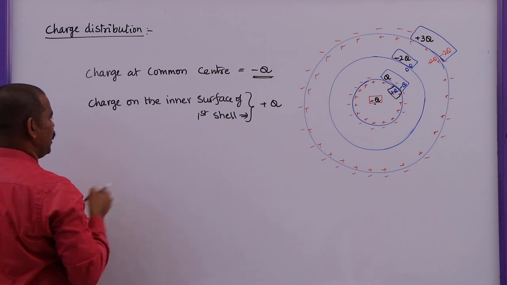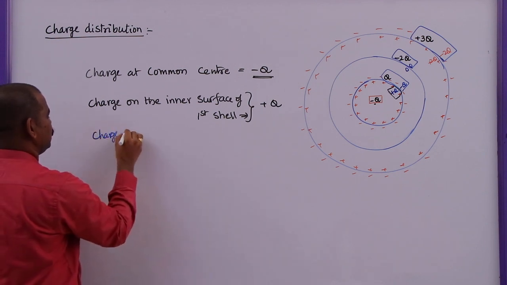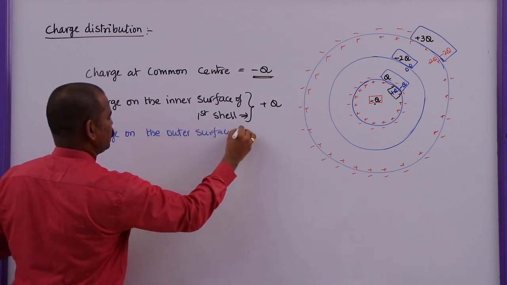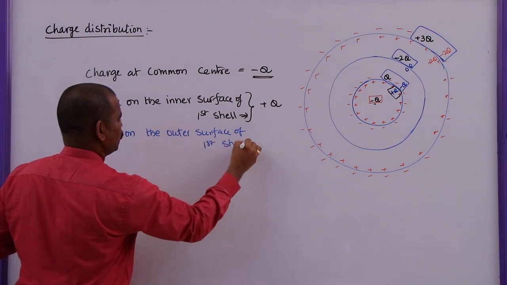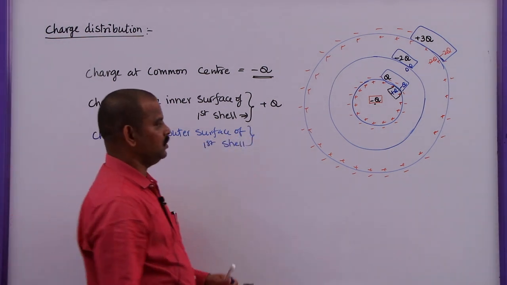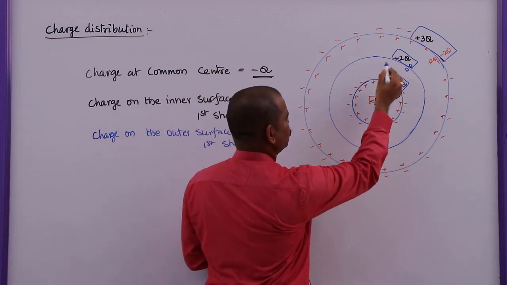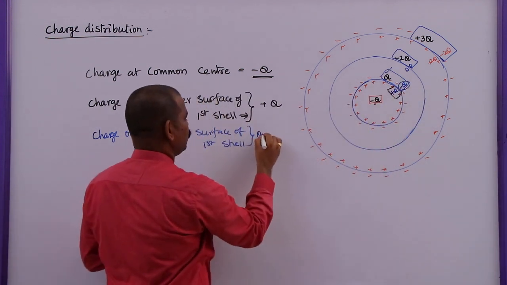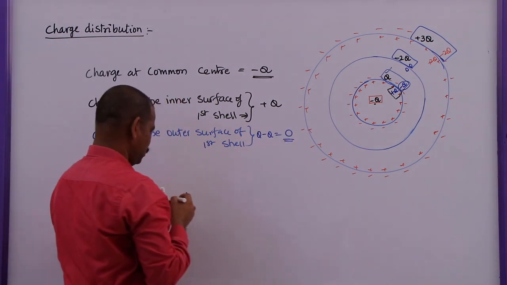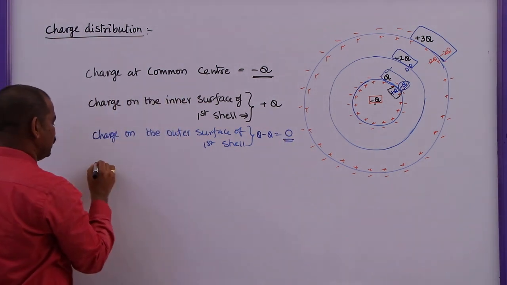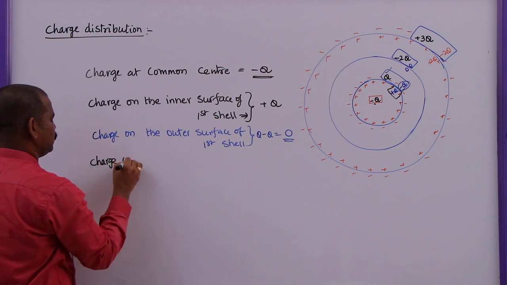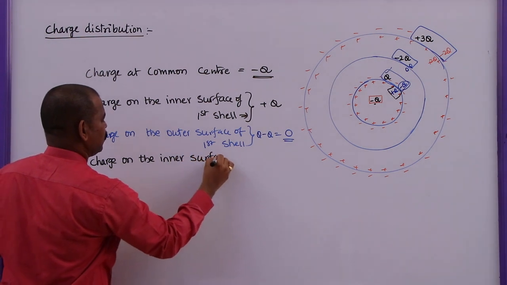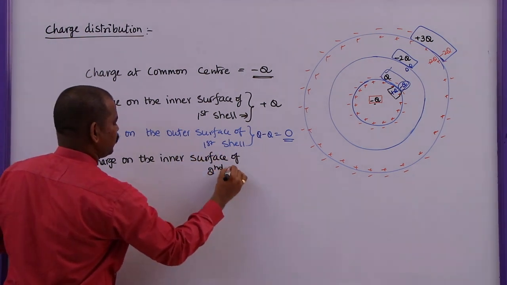Then what is the charge on the outer surface of the first shell? So what is the charge on the outer surface here? I need to add these two. This is the charge present already, and this is the induced charge here, and the sum of these two, q minus q, is equal to 0. Similarly, what is the charge on the inner surface of the second shell?